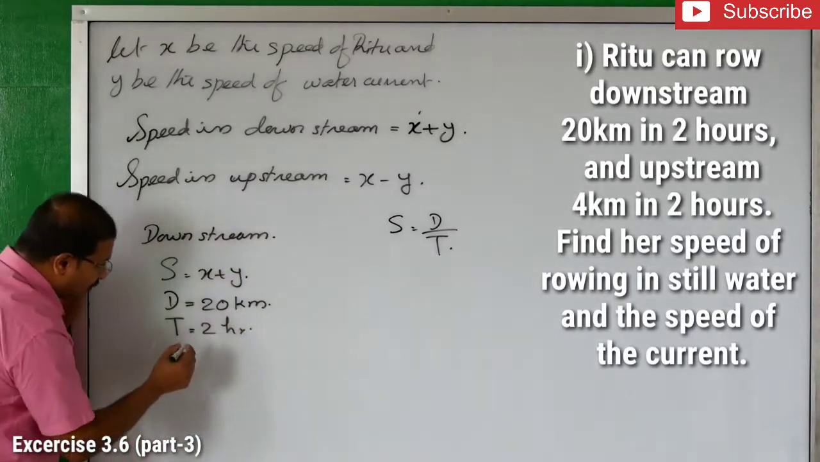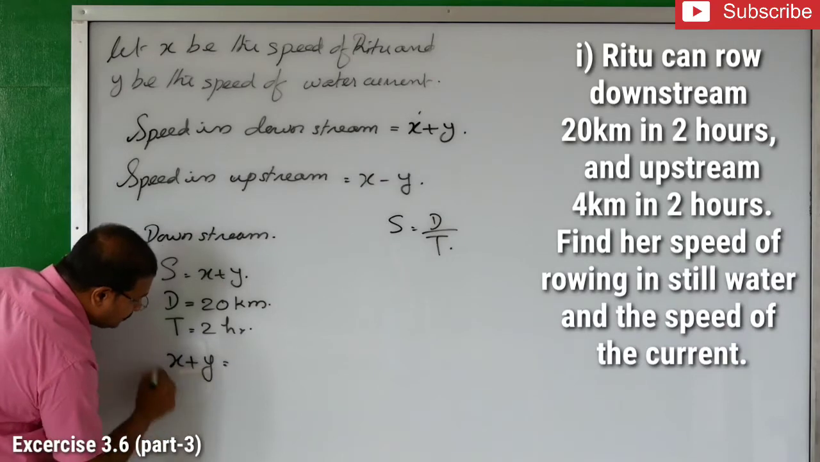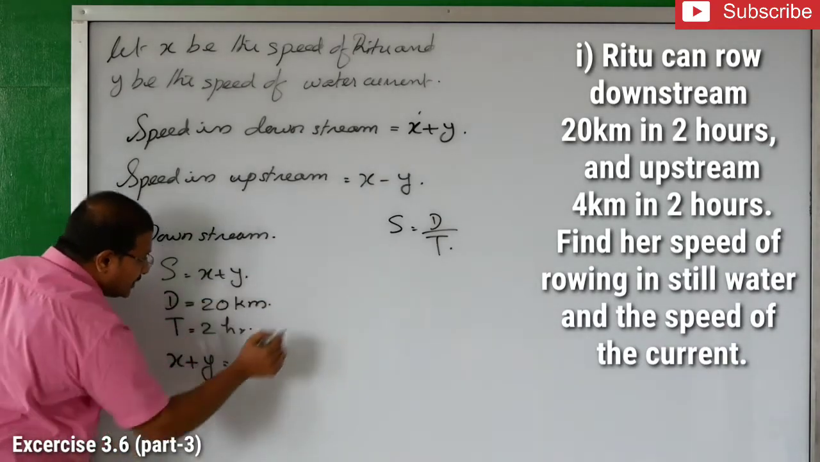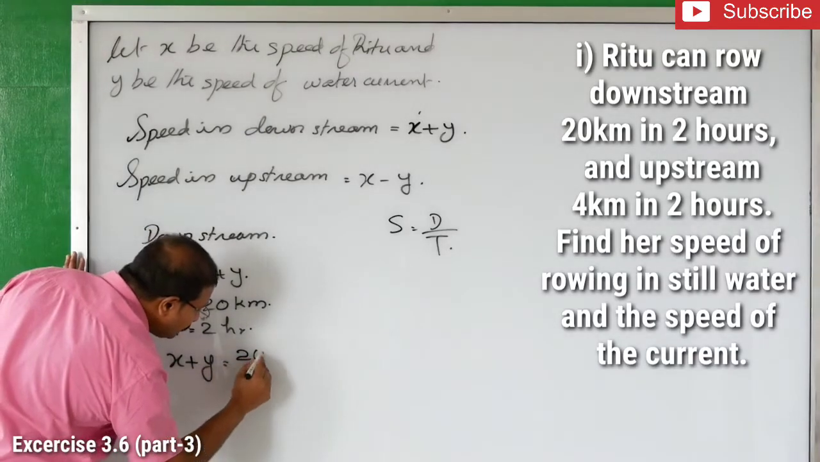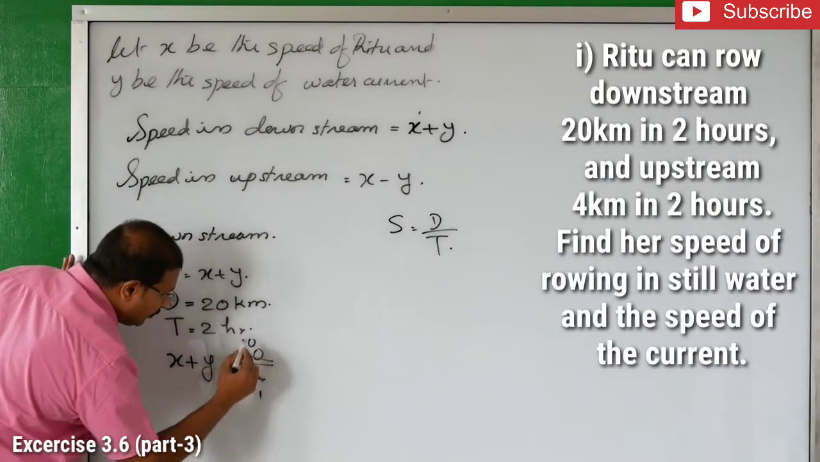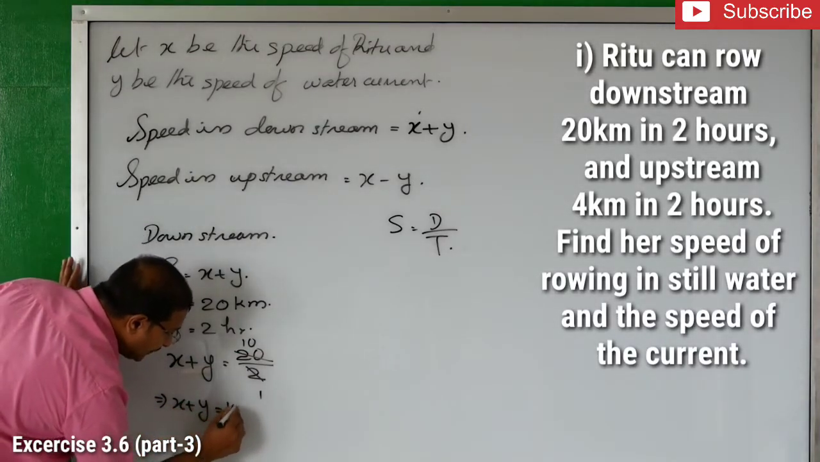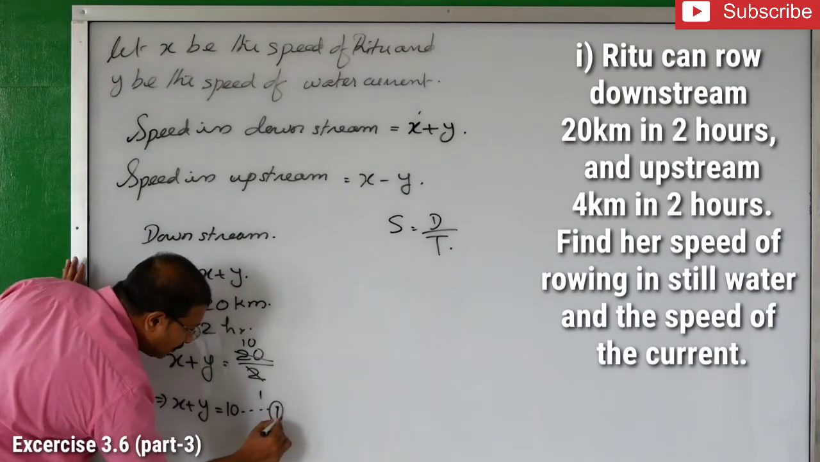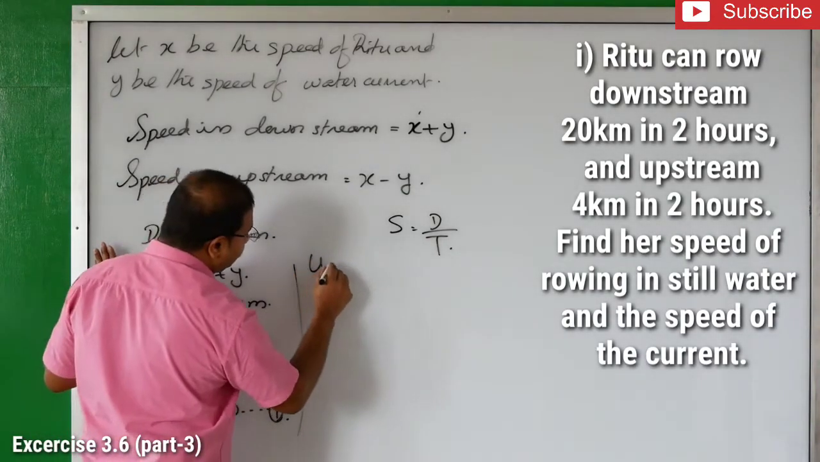According to this, speed equals, what is that? x plus y equals, this is speed. Speed equals distance by time. Distance by time means 20 by 2. We'll cancel by 2. 2 ones are 2, 2 tens are 20. That means we are getting x plus y equals 10. This is equation number 1. Ready? Now, for upstream.